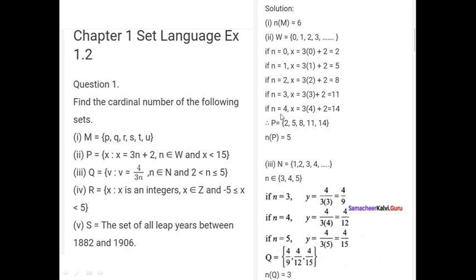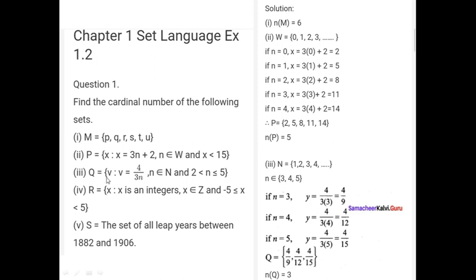When we write n equal to 5, what happens? 3 of 5 is 15, plus 2, 17. Our x value 17 is not less than 15. Therefore, we cannot take n equal to 5. So the possible n values are 0, 1, 2, 3, 4, because when we substitute 5, the x value goes beyond 15. So what are the elements of the set P? P equal to 2, 5, 8, 11 and 14. They have asked the cardinal number. How many elements are there in the set P? 1, 2, 3, 4, 5 elements. So n of P is equal to 5.